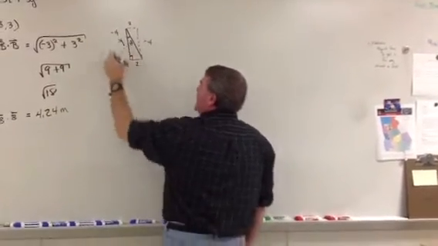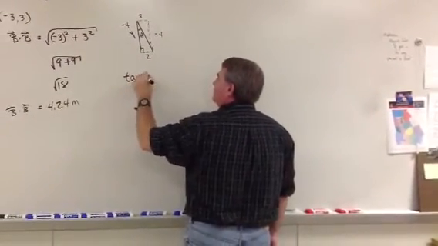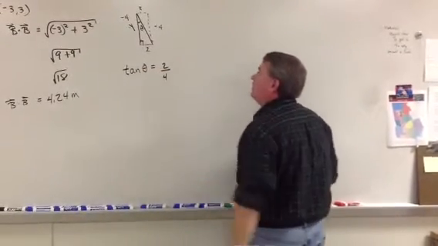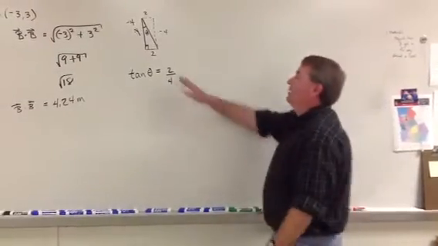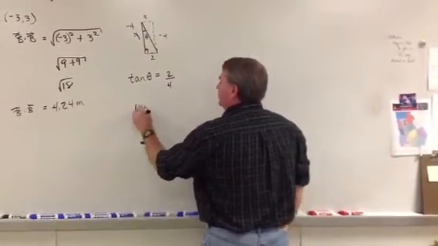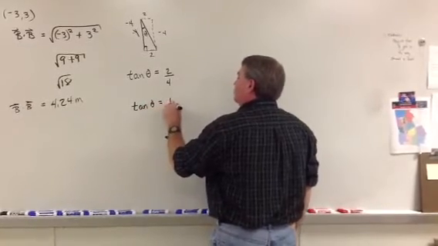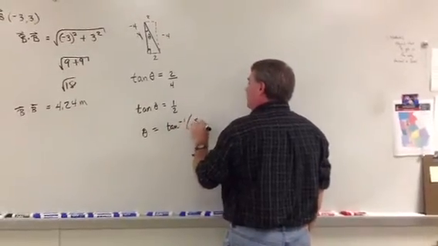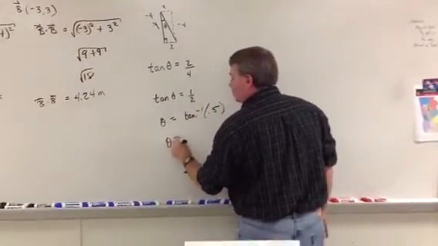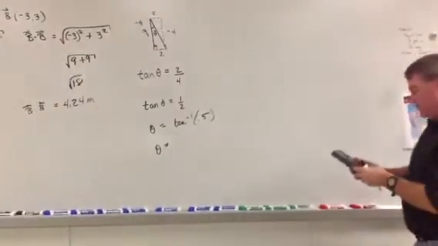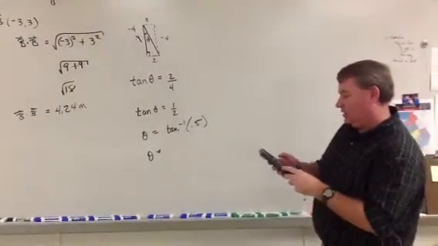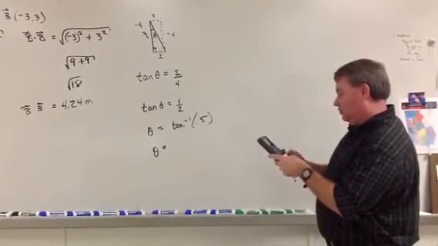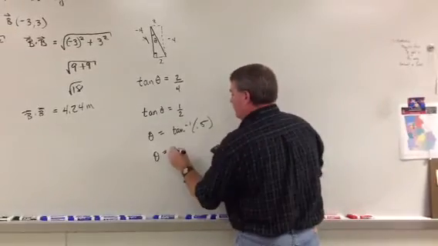And we've got a side and a side, so we use tangent theta is equal to opposite over adjacent, which is just going to be 4. So tangent theta is equal to 1/2. Theta is going to be equal to the inverse tangent of 0.5. And so we're going to have an angle equal to, all right, turn the calculator on, make sure it is in degrees. Inverse tangent of 0.5 is 26.56 degrees.